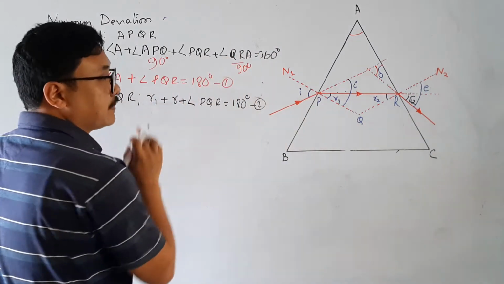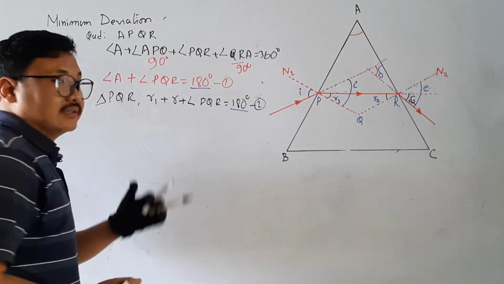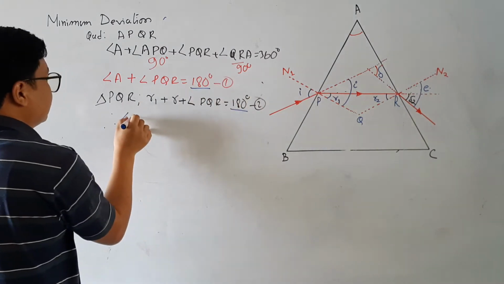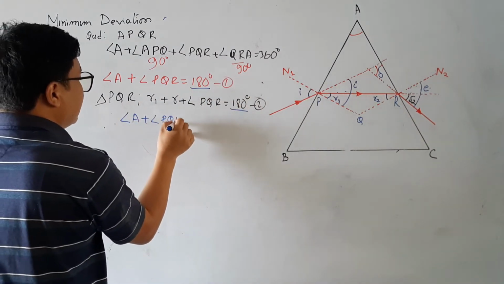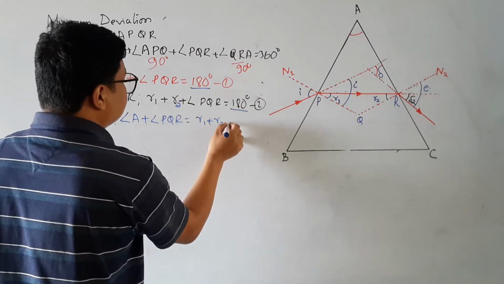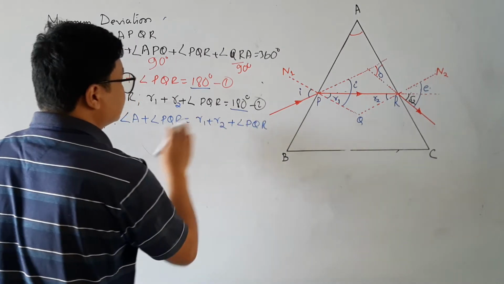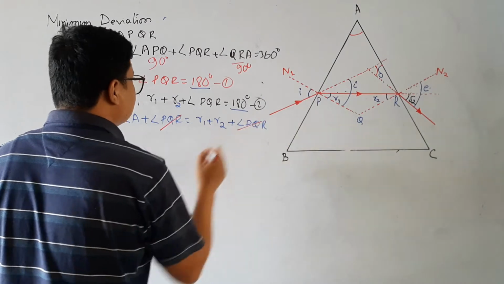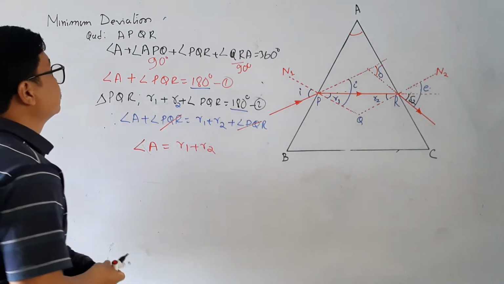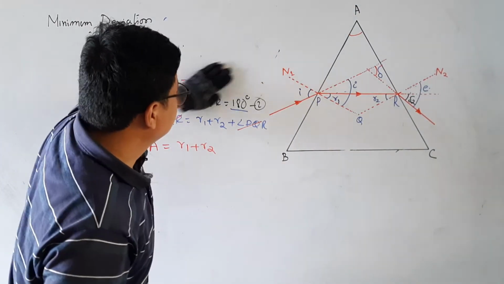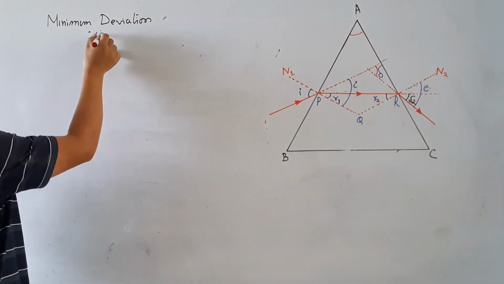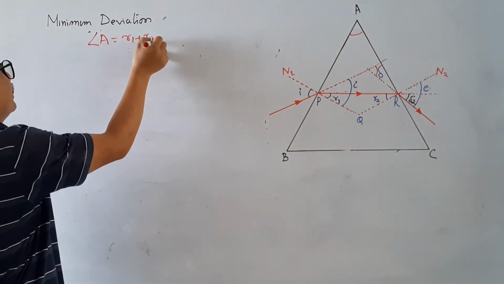Now see equation 1 and 2. This is also 180, this is also 180, then these have to be equal. So comparing equation 1 and 2, angle A plus angle PQR is equal to R1 plus R2 plus angle PQR. Both sides, PQR cancels and we get angle A is equal to R1 plus R2. So this is equation number 3. It is as simple as this. So what is A then? Angle A is equal to R1 plus R2, equation 3.